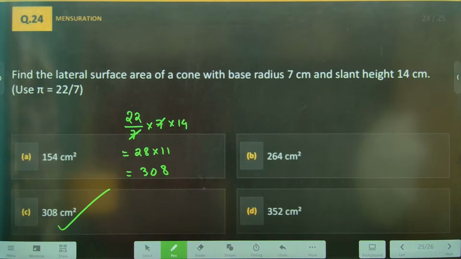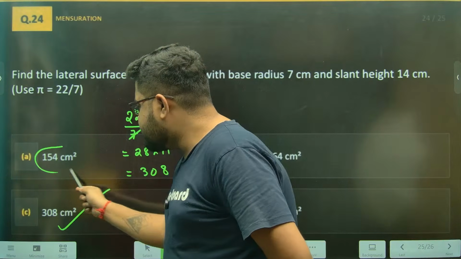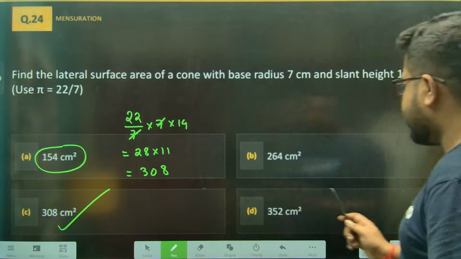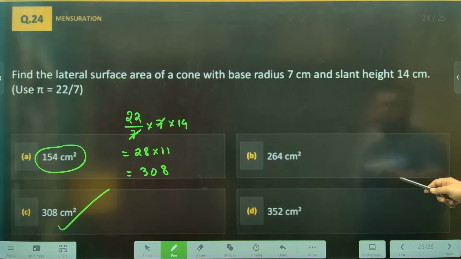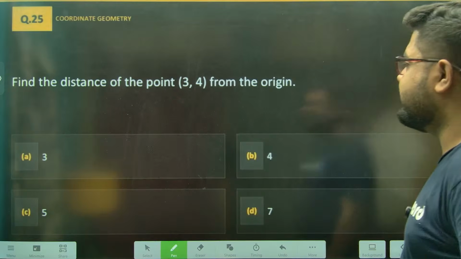Again, you could have used 11 multiples. Why haven't I used that? Because 154 is also a multiple of 11. That's why I haven't. 264 is also, 352 is also. All four are multiples of 11.